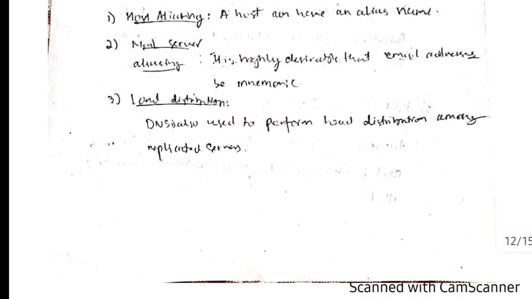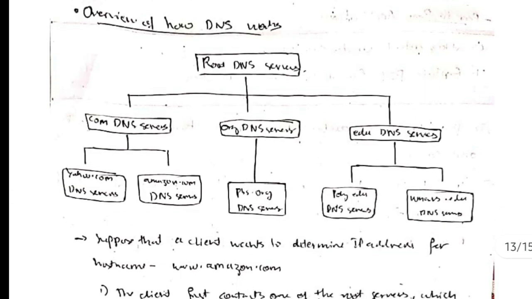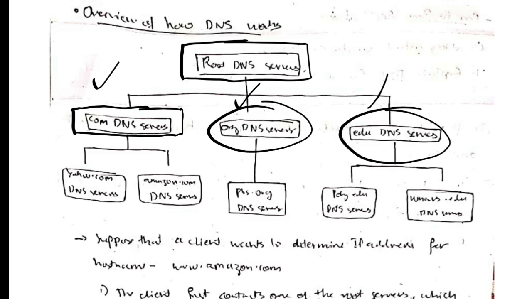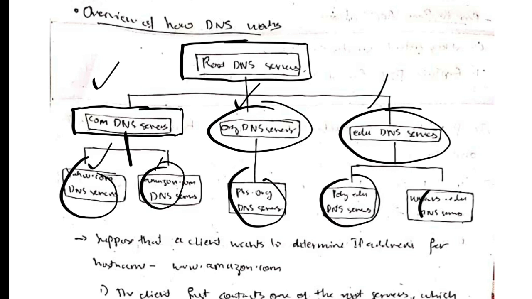Okay, now let's look at the hierarchy. The hierarchy of DNS is as follows. The root DNS will be here, and here will be the sub DNS, which is com DNS, org DNS and edu DNS. Okay, so these are the different domains. For each we will have a DNS server, and under this we'll have the application parts like Yahoo, Amazon, PLS, and these are the education sectors.